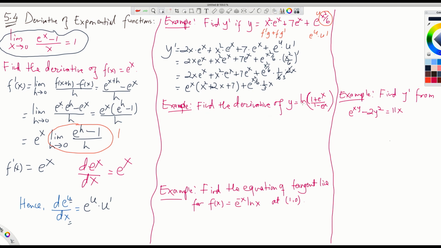Find the derivative of y equals natural log of (1 plus e to the x) over (1 minus e to the x). In the case of the natural log, we know the formula to split this quotient, right? So you can write it this way. y equals natural log of the top, 1 plus e to the x, and then minus natural log of 1 minus e to the x. You can split that this way.